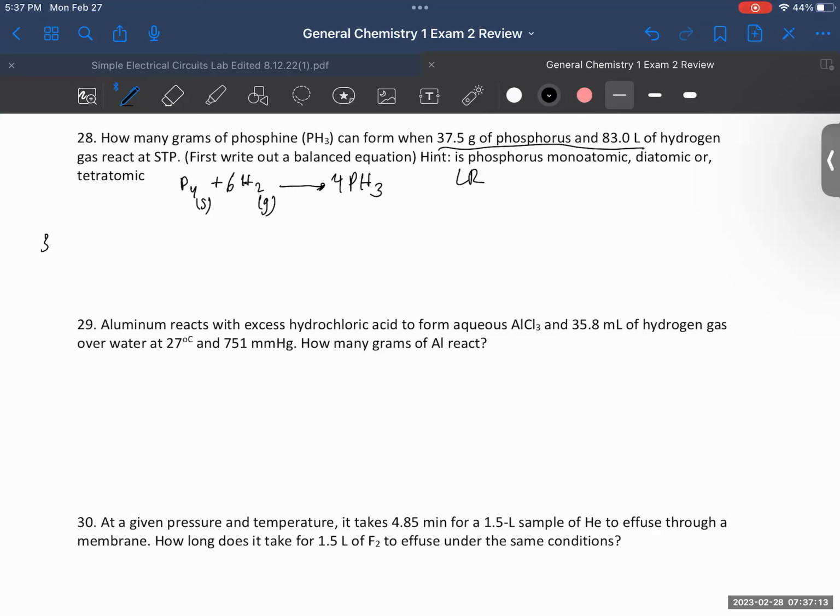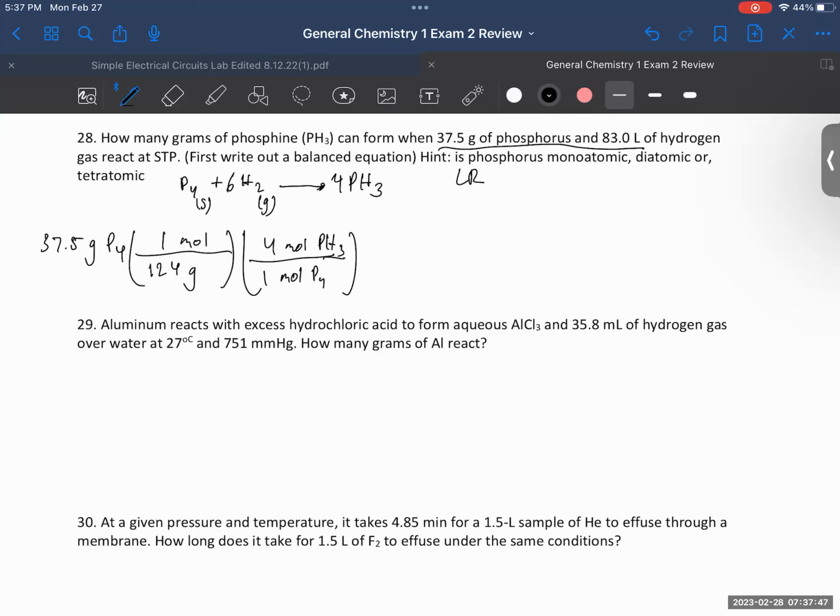So let's do that. 37.5 grams of phosphorus, P4. But then we got to use our molar mass. So we're going to do 31 times 4 since there's 4 phosphorus atoms. So it's 124 grams for 1 mole. And then we'll use our mole ratio. So for every 1 mole of P4, there's 4 moles of phosphine. And then we'll go ahead and do the same thing for our hydrogen.